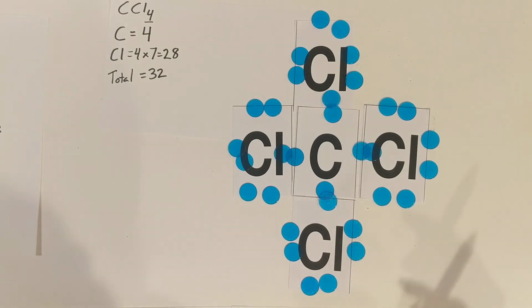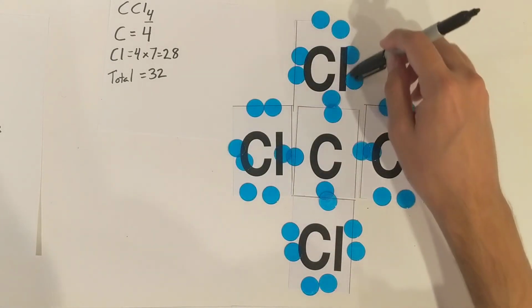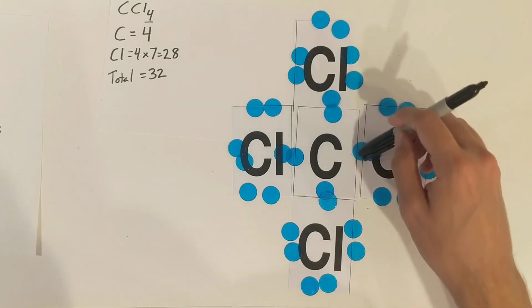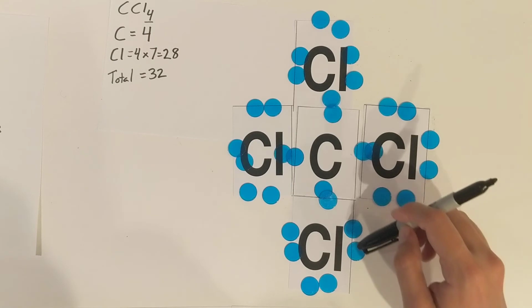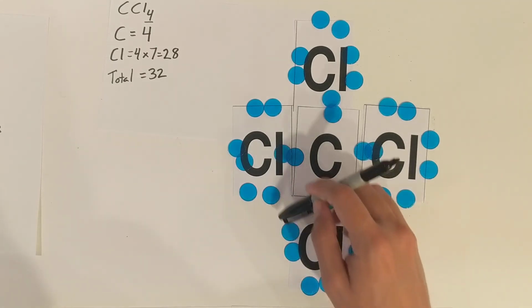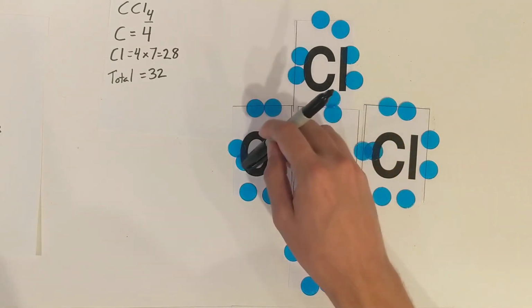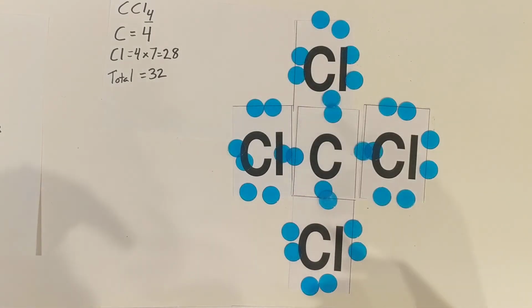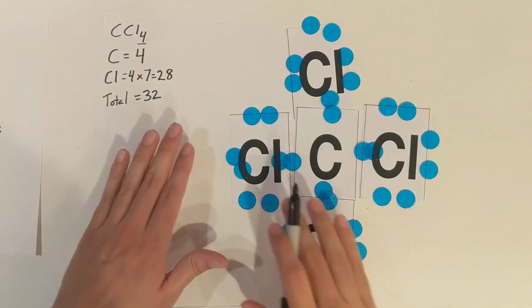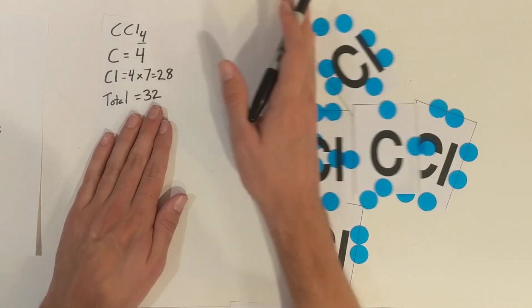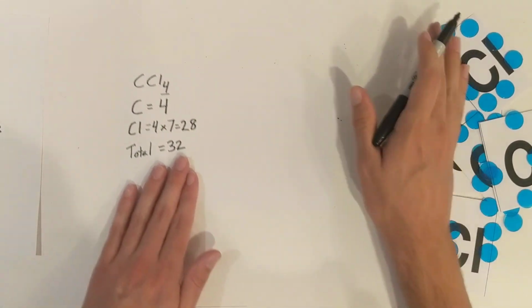Check. And then we have to make sure that we have 32 in total. So 1, 2, 3, up to 32. So this is what it's going to look like. So let's move this off to the side, and we could draw what that looked like down here.